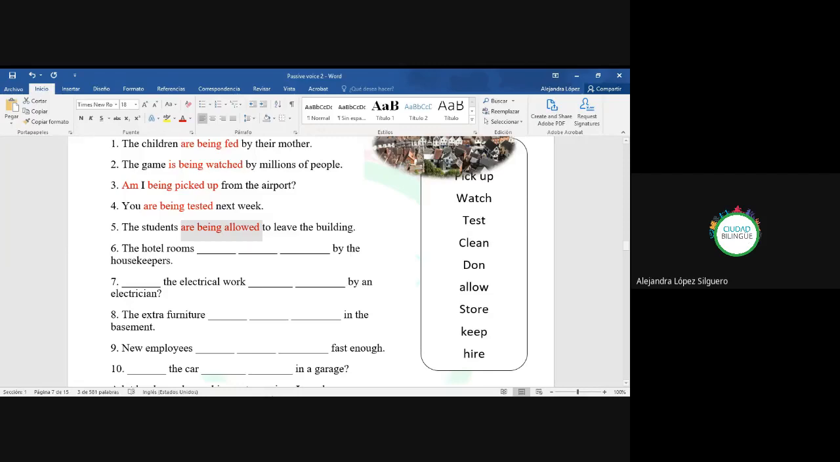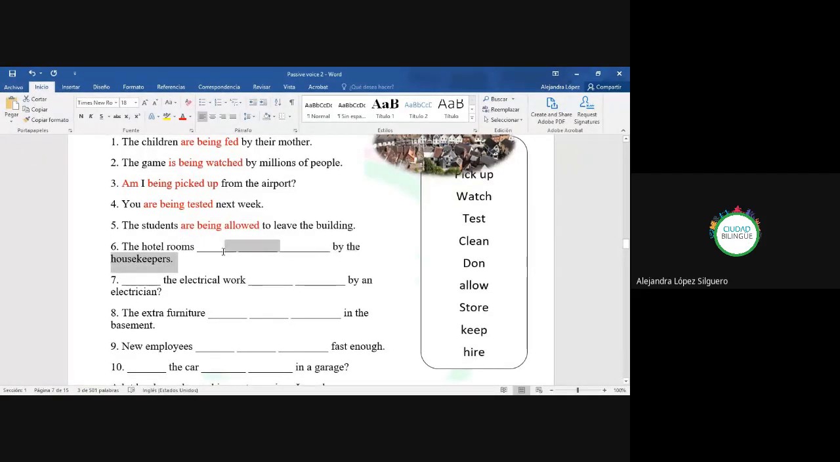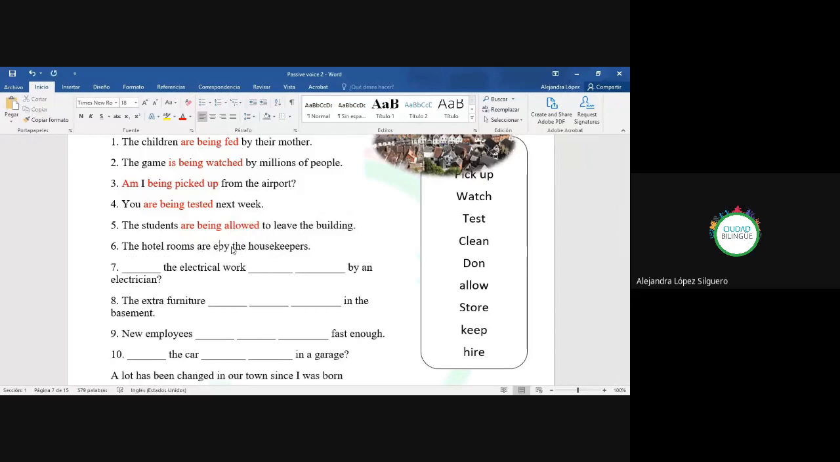The hotel rooms are being cleaned. Excellent. Are being cleaned by the housekeepers. Very good.